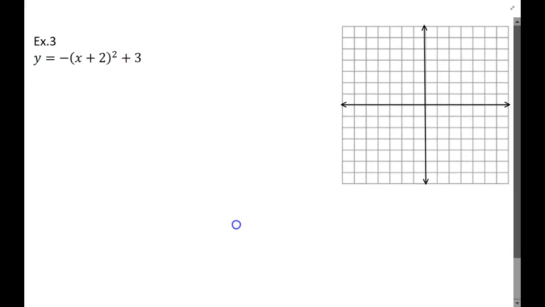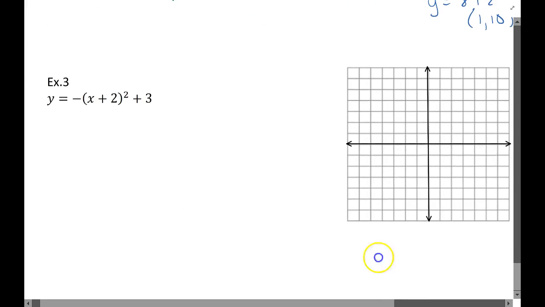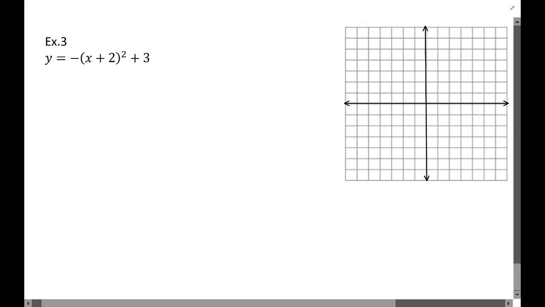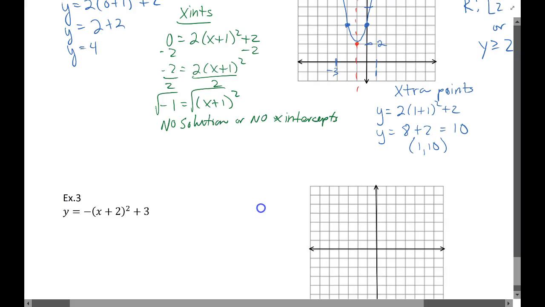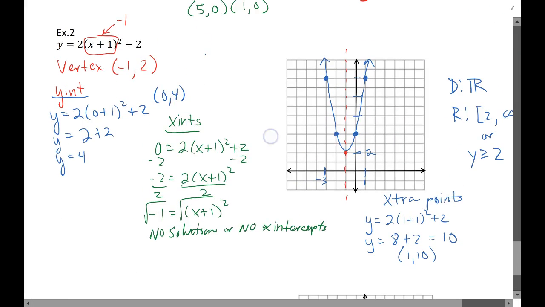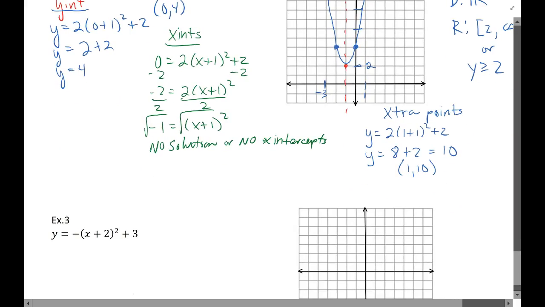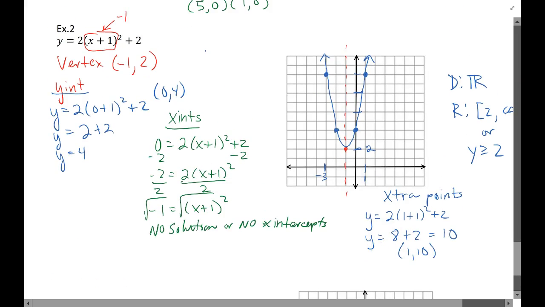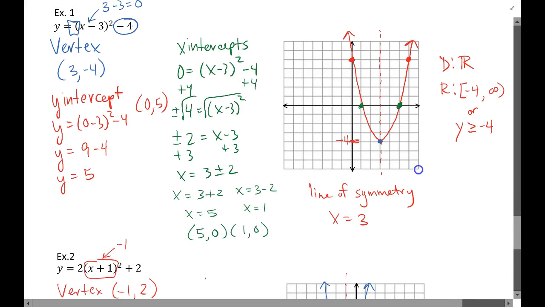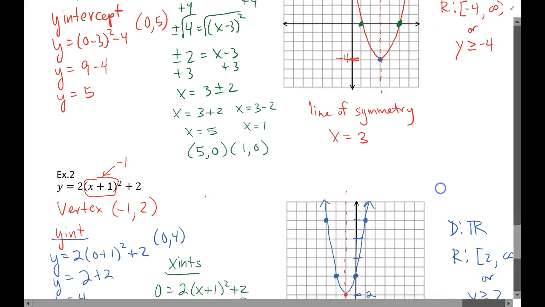If you notice here, we have a negative in front of the parentheses, meaning this graph is going to open down. There is no stretch or compression. And let me note one more thing about the previous example. Given that there was a 2 in front of the parentheses, we had a stretch. And that's why the graph was a little taller and skinnier than a regular parabola, which we saw in the first example.